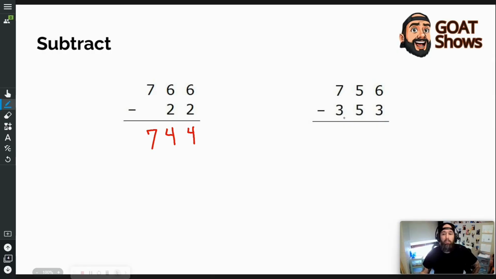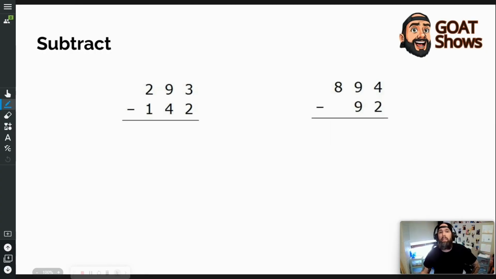Not too bad. How about 3 digits minus 3 digits? 756 minus 353. Start all the way to the right. 6 minus 3 is 3. 5 minus 5 is 0. 7 minus 3 is 4. And we end up with 403. Okay? Let's do it again.